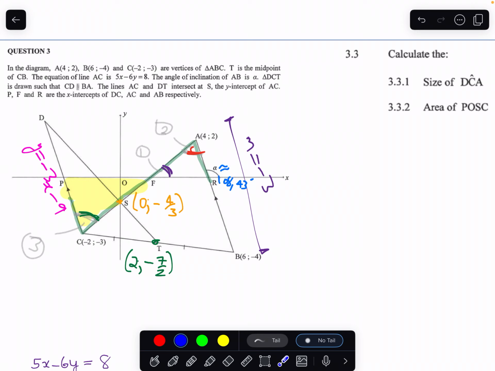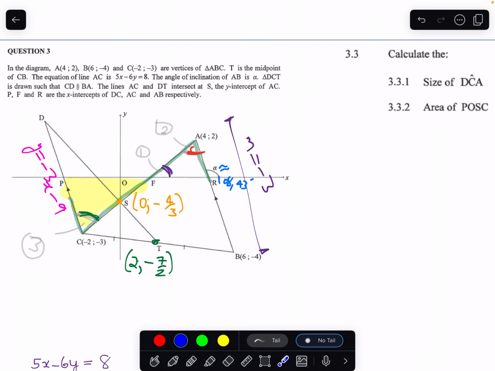Alternatively, maybe we could see if we could use some trig. That could work, because we'd have these 3 points. Those are easy to find, and then we can find the angle of inclination of this line, because it's actually the same as this one because they're parallel. So then we could use the area rule to figure out the area of this triangle, and I think we could pretty much do the same. Anyway, okay, fine. You know what? I'm just going to stick with the original plan.